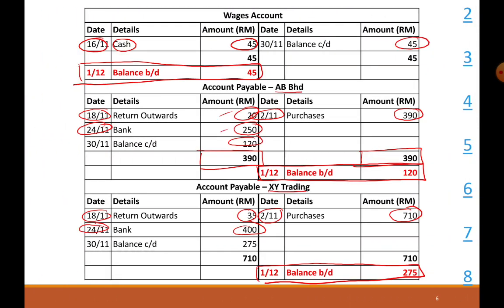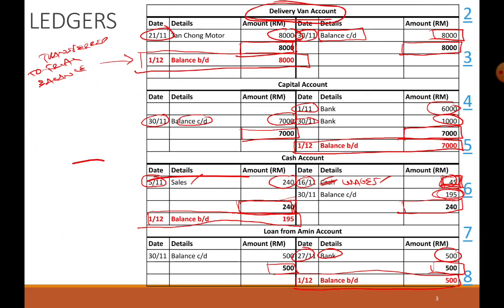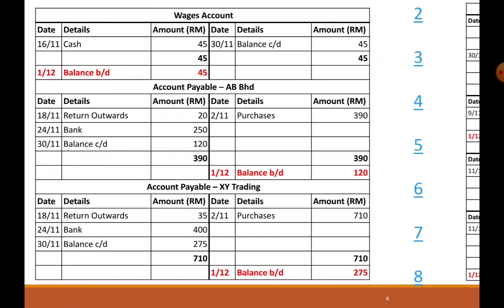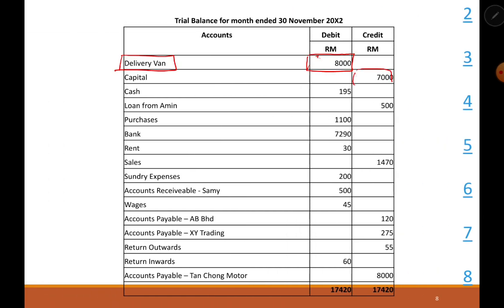The second one will be capital. Capital 7,000 ringgit on the credit side. Cash account debit side 195 and loan from Amin credit side 500 ringgit. Okay, so I transfer all the balance brought down figures here. Then I follow all the accounts, and the balance brought down for each account will be transferred to the trial balance.